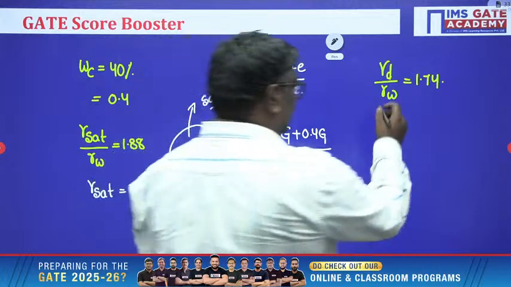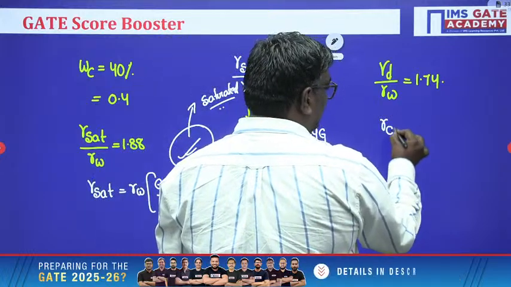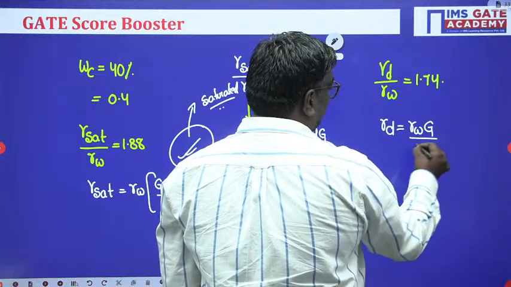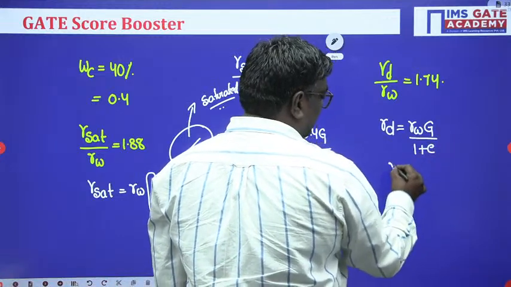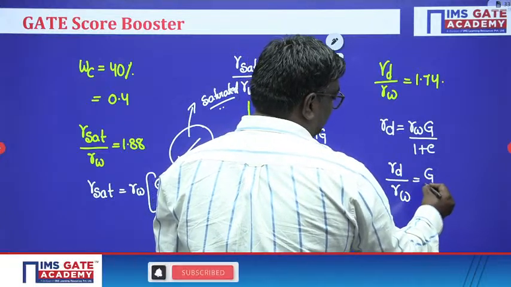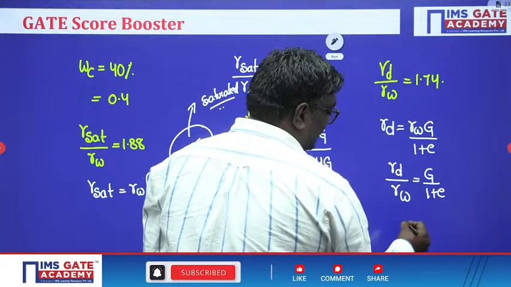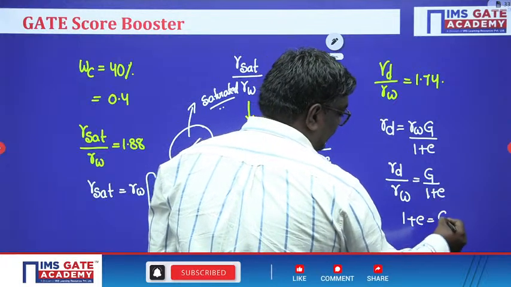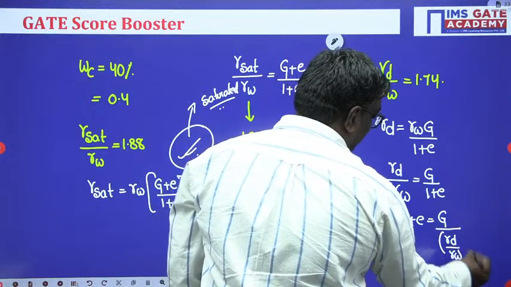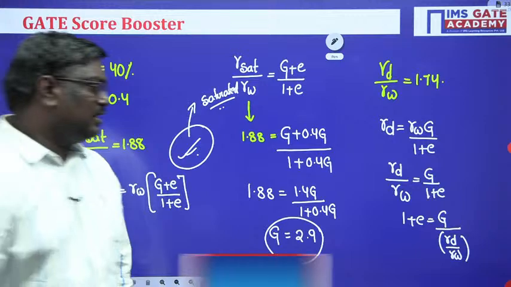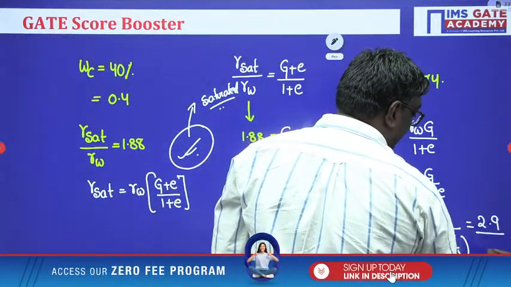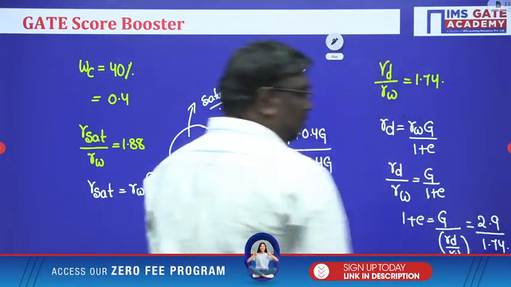So here gamma D is equal to gamma W upon G into 1 plus E, or gamma D by gamma W is equal to G upon 1 plus E. So here 1 plus E can be written as G upon gamma D by gamma W. So what is the E value? What is the G value here? It is 2.9 divided by 1.74.